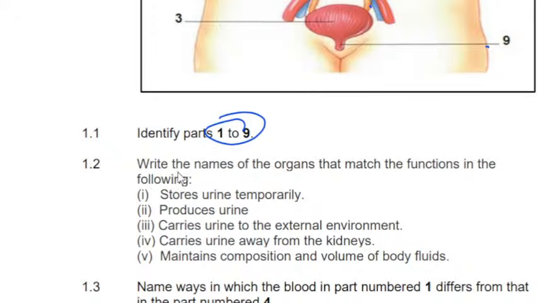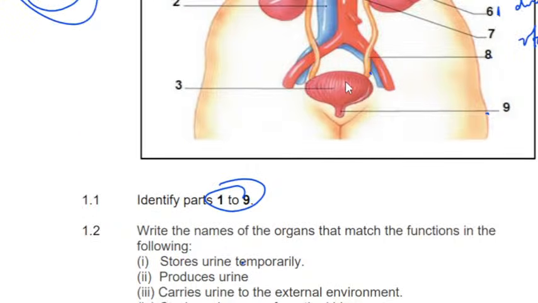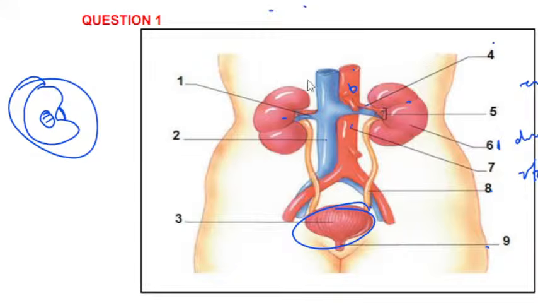They're saying, write the names of the organ that match the function in the following. Stores urine temporarily. So when you talk about storing urine temporarily, it means they are looking for what we call the bladder. So the answer is bladder. Then they are saying, produce urine. What produces urine? So in this case, we are talking about the kidney.